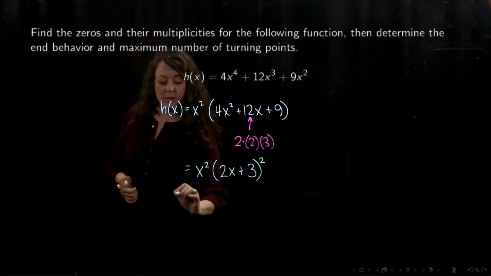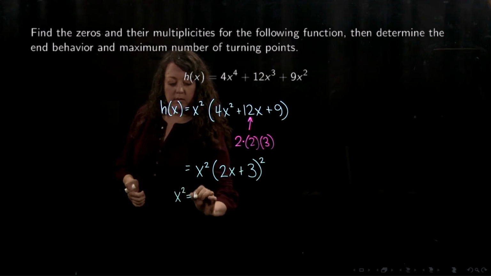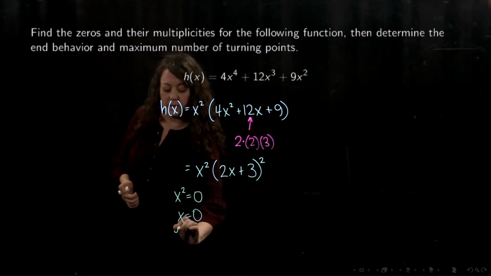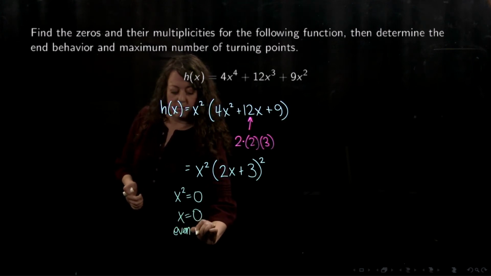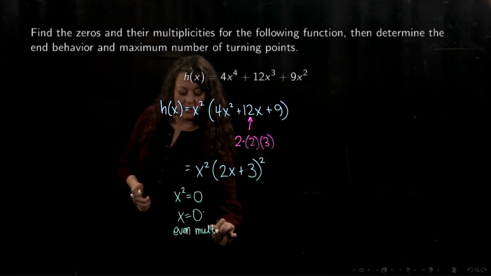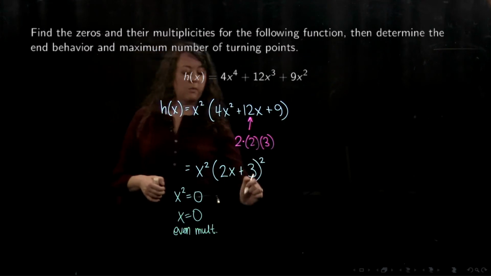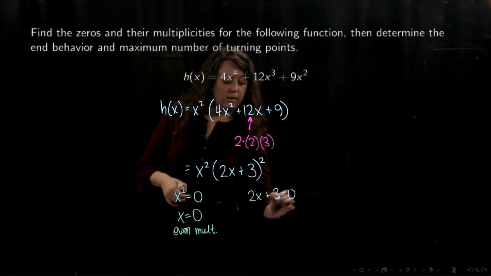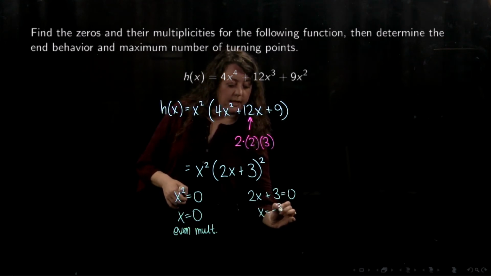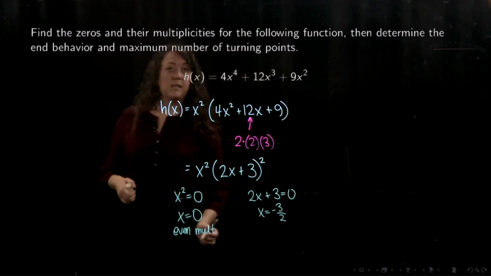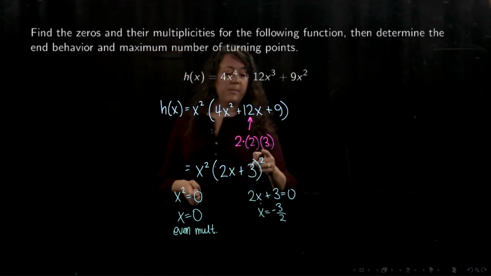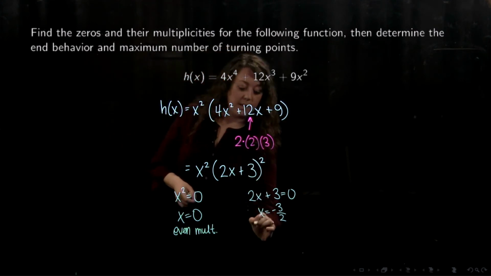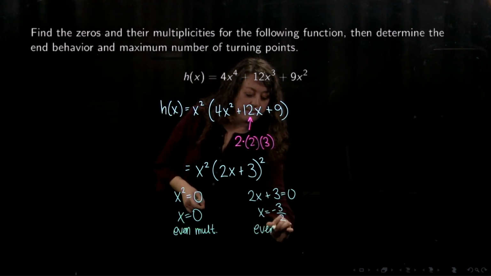Okay, so what does this tell us? Well, if x squared equals 0, that means that just x equals 0, but the 2 up there tells us that we're dealing with an even multiplicity, specifically a multiplicity of 2. 2x plus 3 squared equals 0. I can just look at the 2x plus 3 part. That means that x is negative 3 halves. And if x is negative 3 halves, I'm still dealing with an even multiplicity because there's a squared up there as well.